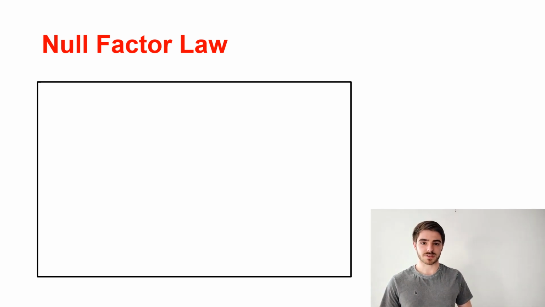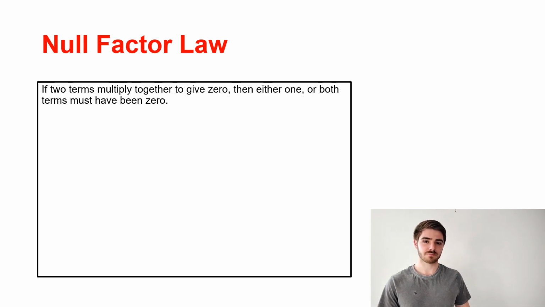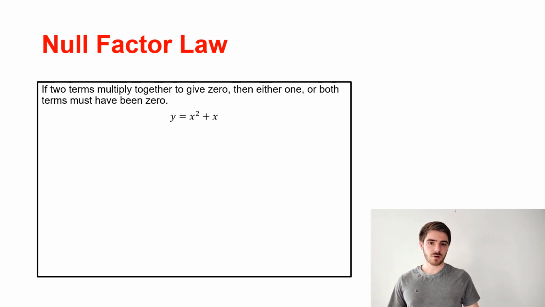The simplest approach is to use the Null Factor Law. The Null Factor Law states that if 2 terms multiply together to give 0, then either one or both of those terms must have been 0. Consider the following quadratic. As before, we're going to substitute the point y equals 0 into the equation.